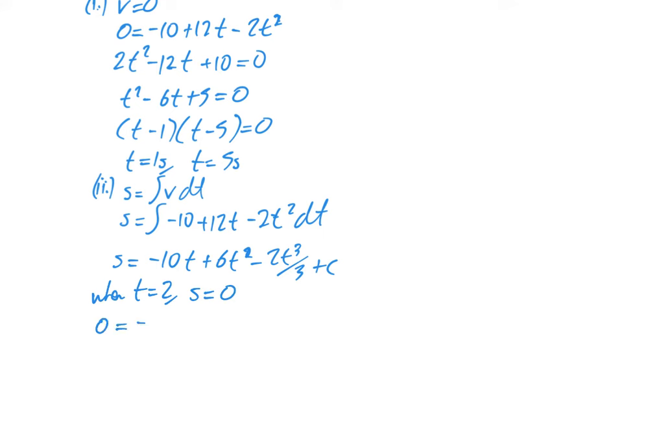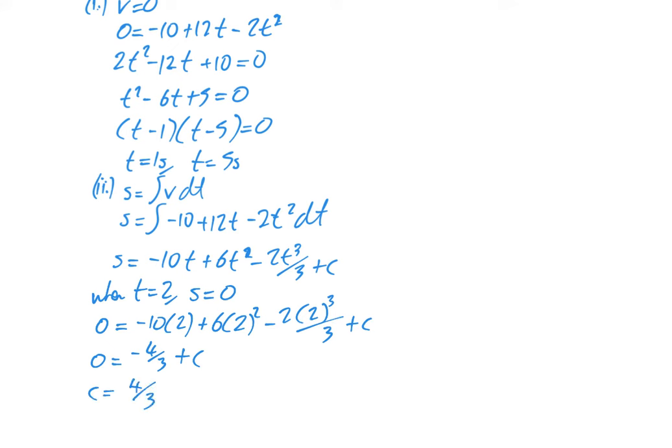So 0 is equal to minus 10 times 2 plus 6 times 2 squared minus 2 times 2 cubed all over 3, and then plus your constant of integration. A wee bit of working out to do here. That's going to be 0 is equal to minus 4 over 3 plus your c, and then that means your c works out to be 4 over 3.